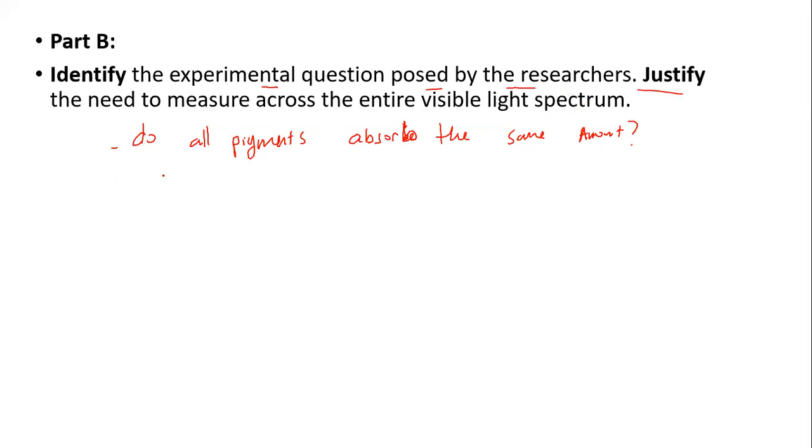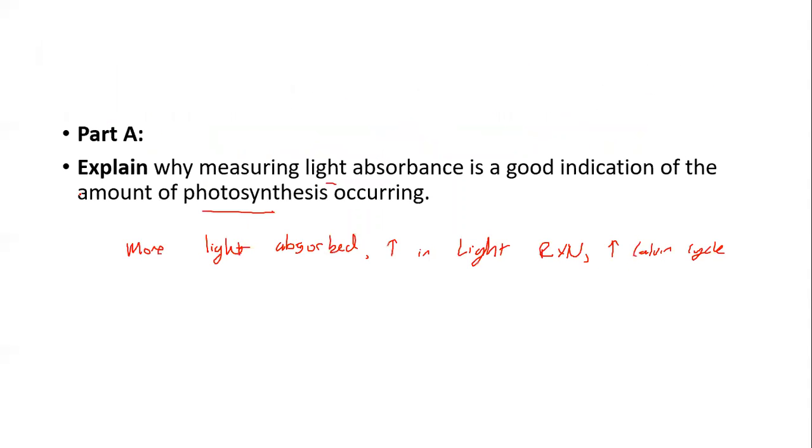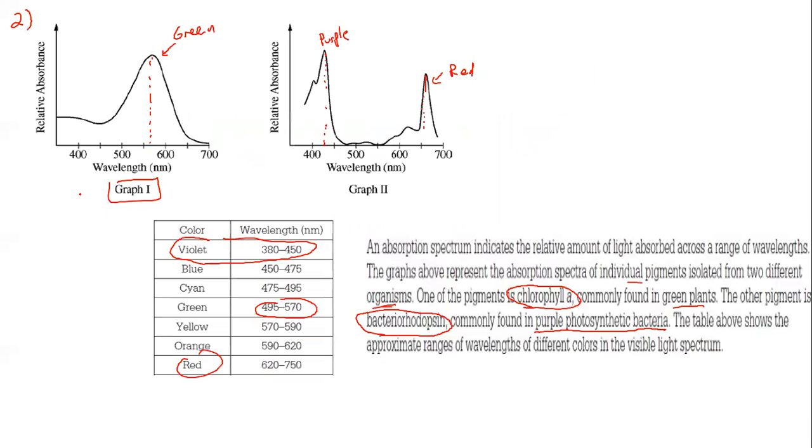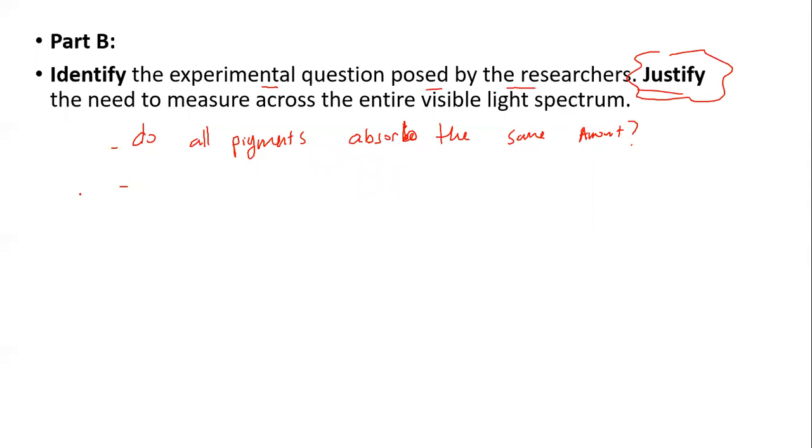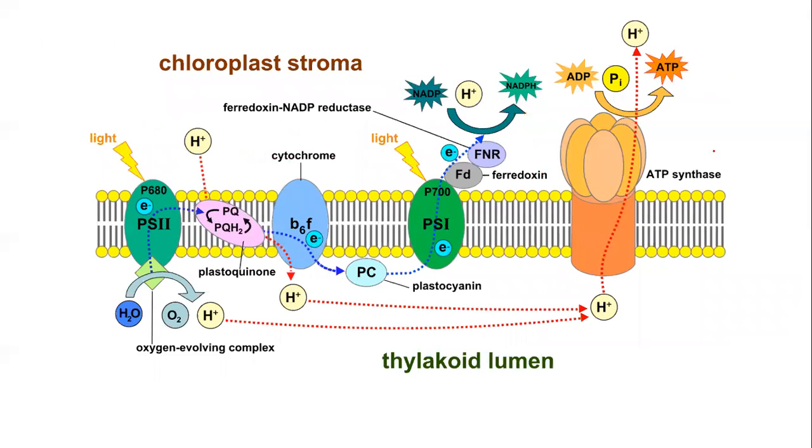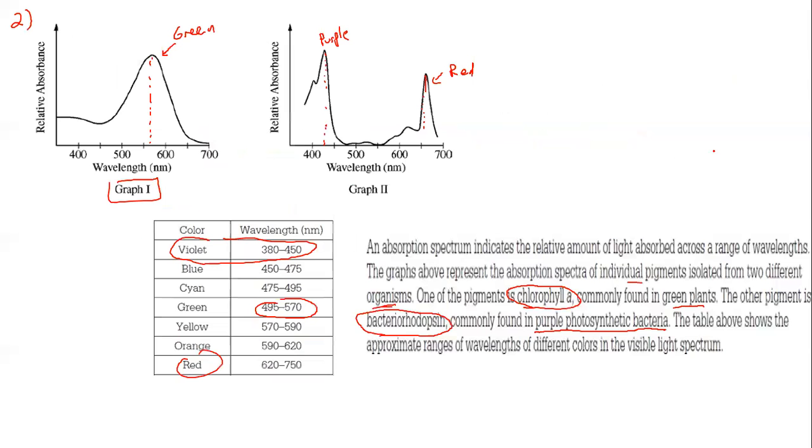Justify the need to measure across the entire visible spectrum of light. Just understand that if this was sunlight, remember that the sun produces all wavelengths. So that would be my justification, that the sunlight produces, or gives, all the wavelengths of light. So that's what I would emphasize on those. So that's basically the question.